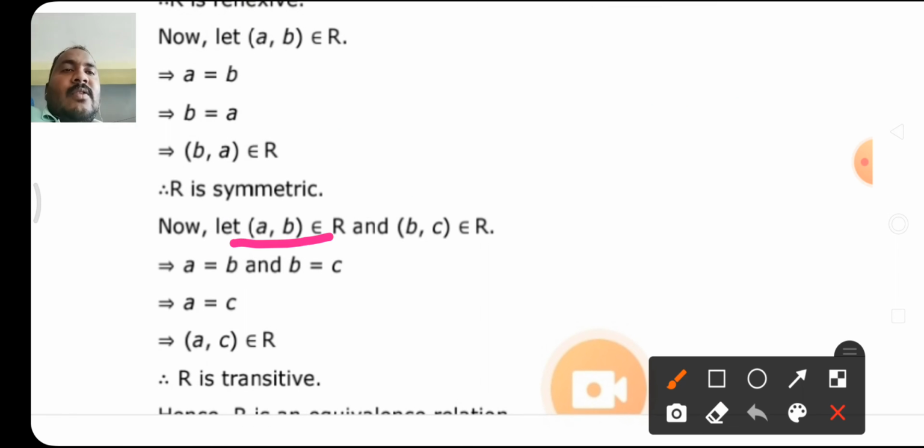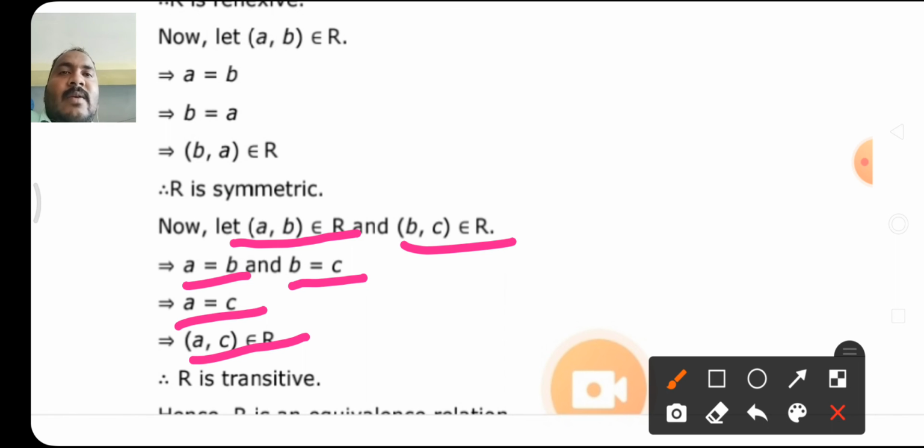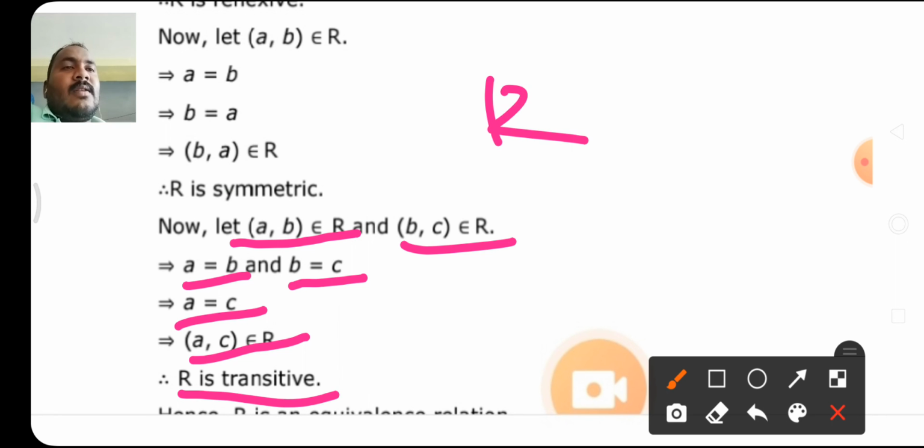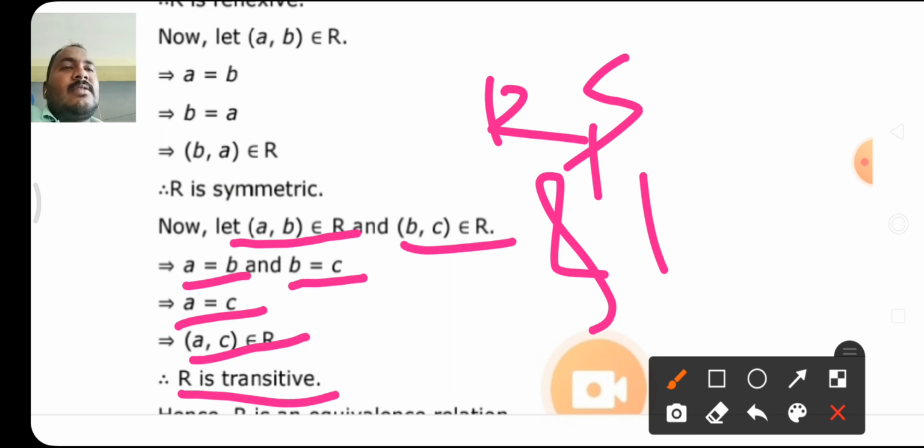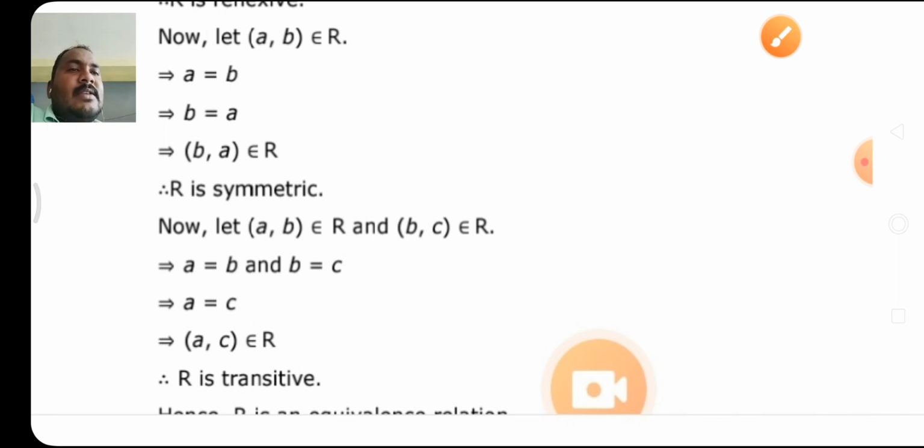Now let (a, b) belong to R and (b, c) belong to R. (a, b) belongs to R because a = b, and (b, c) belongs to R because b = c, which implies that a = c. This shows that (a, c) belongs to R. Therefore, R is transitive. Here R is reflexive, symmetric and transitive. Because of this, R is an equivalence relation.